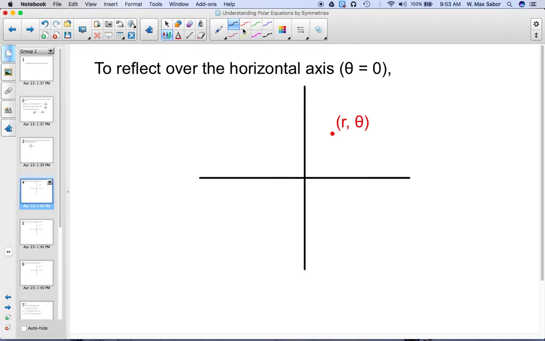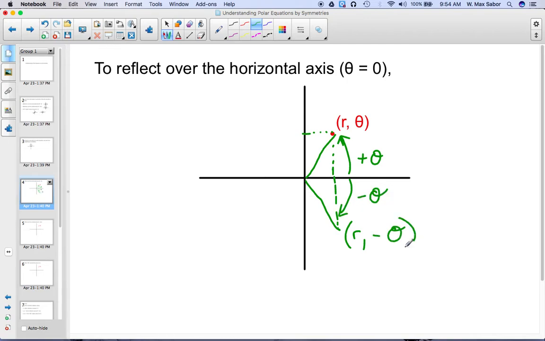So to reflect over the horizontal axis, here's (r, theta). The idea is that this is being reflected down here. So r is going to stay the same, but instead of going in a positive theta, now we're going in a negative direction. So this is (r, negative theta).